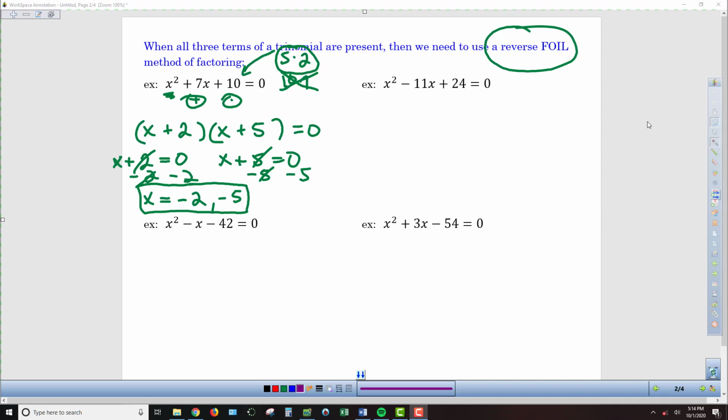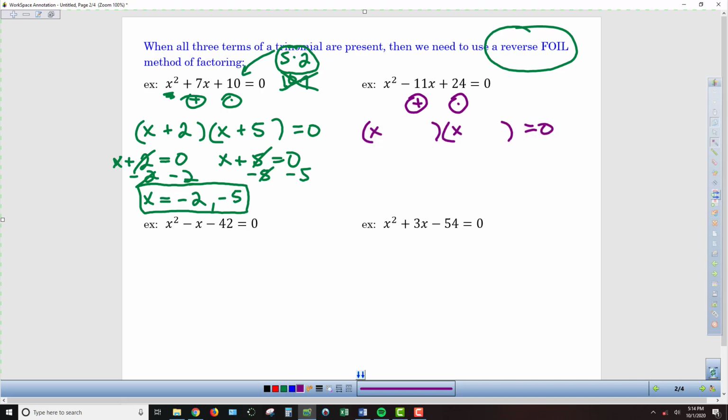For the second example, we're multiplying to make that last number. We're adding to make the middle number. So we're going to be breaking this up into two sets of parentheses. We're going to have x as that first piece in each set of parentheses, because again, if we were to remultiply this, we'd have to arrive at this x squared, so x times x equals x squared.